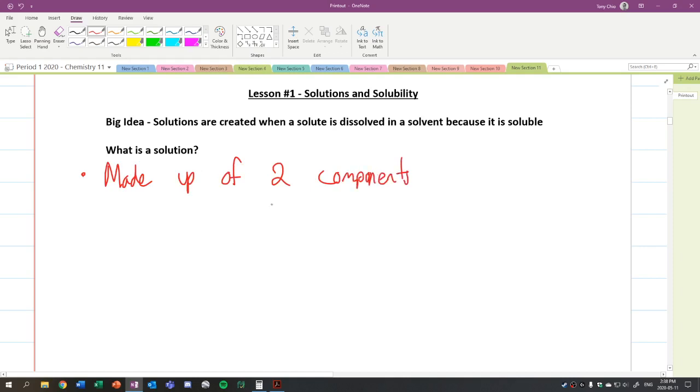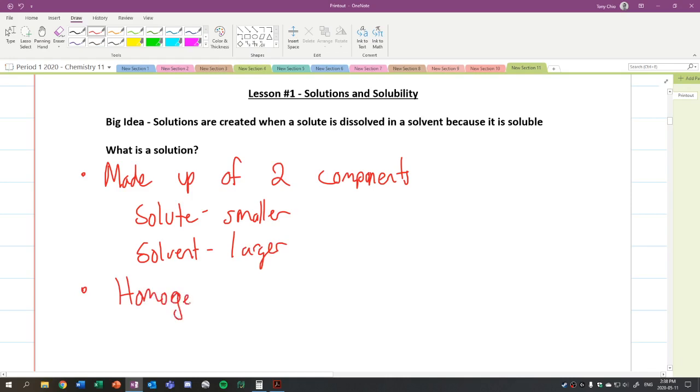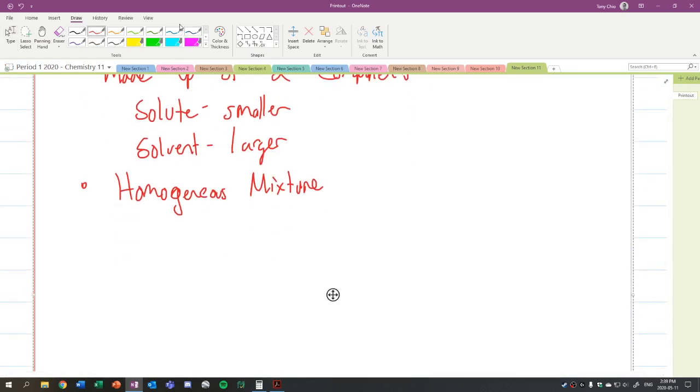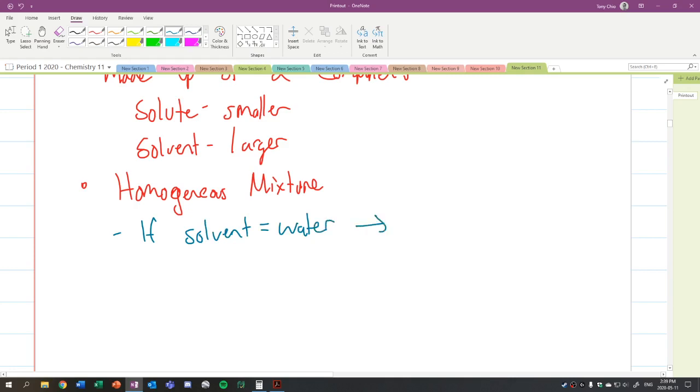Okay. The two components are our solute, which is our smaller quantity, and our solvent, which is our larger quantity. And we know that a solution is what we call a homogeneous mixture. And if our solvent is water, for example, then we call these another type of solution. We call them an aqueous solution.